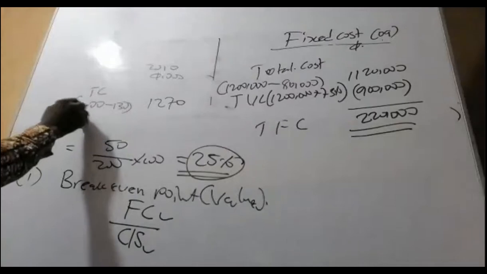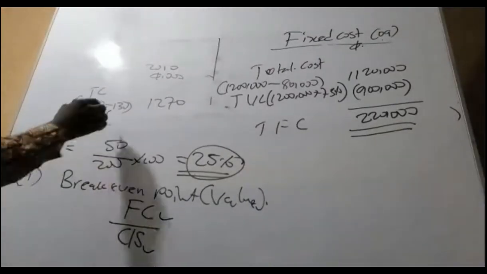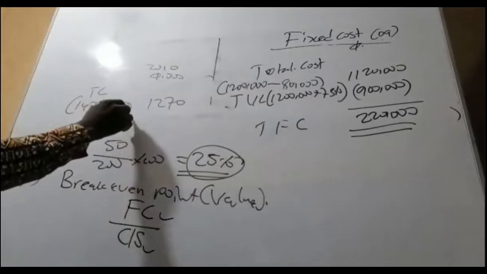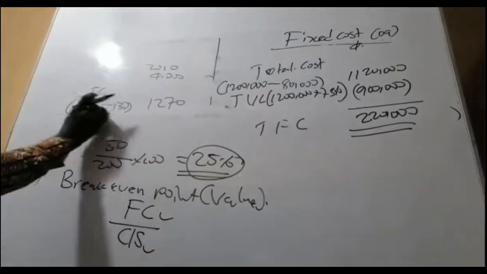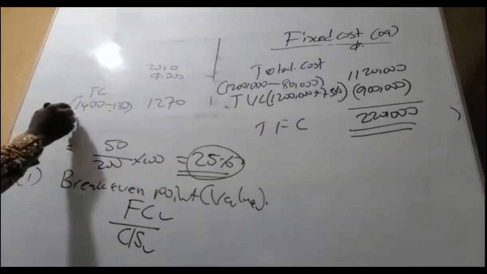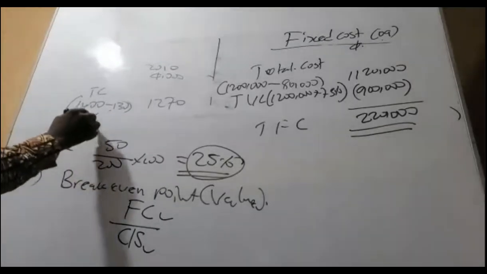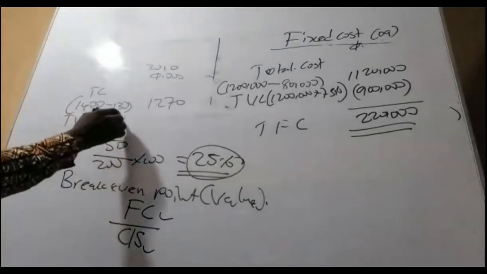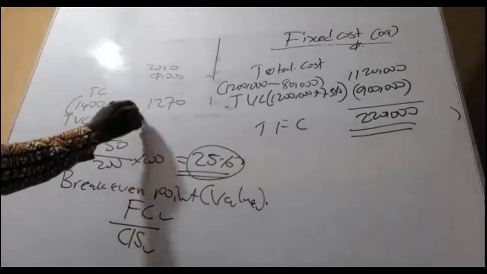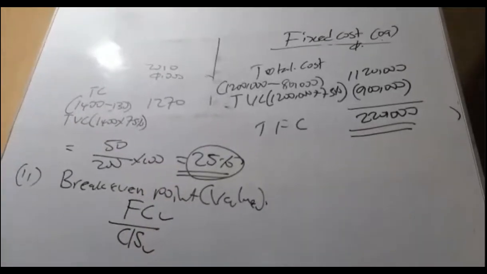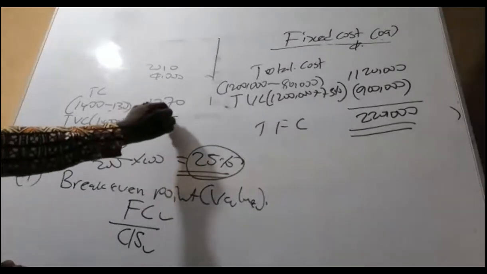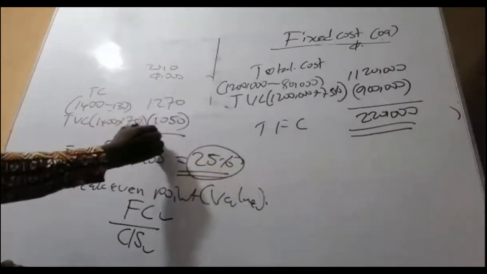What's the total variable cost? That one is 75% of the sales revenue. The total variable cost is 1,400 times 75% again. So that will give us the same, I like that. So 1,400 times 0.75 will give us 1,050. So you take it off, you get 220.